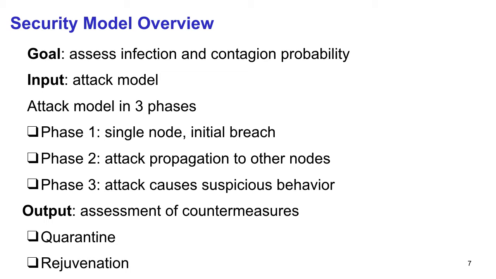The attack model is composed of three phases. In phase 1, a single node is impacted because of an initial breach. In phase 2, the attack propagates to other nodes. In phase 3, the attack causes suspicious behavior. The output of the security model is the assessment of countermeasures in terms of quarantine probability and software rejuvenation.